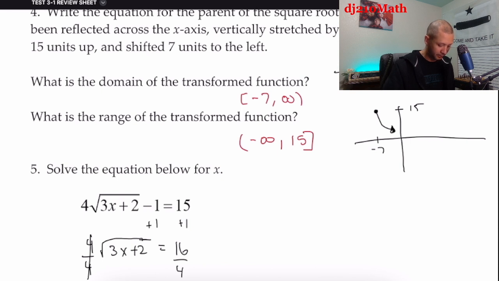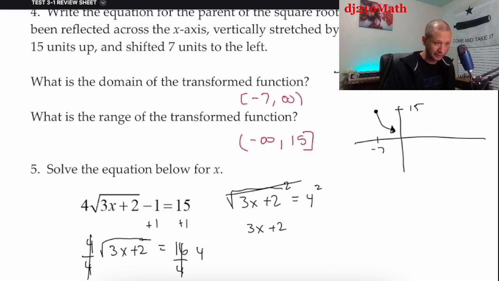is equal to 16. I'm going to divide both sides by 4. On the left, we have cancels. This is going to be 4 on the right-hand side. So square root 3x plus 2 is equal to 4. All right, I want to unlock the square root. So that means we have to square both sides. So left-hand side, square root and square cancel. 3x plus 2 is equal to 4 squared, which in this case is 16.